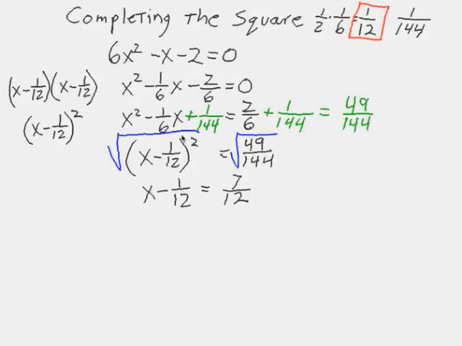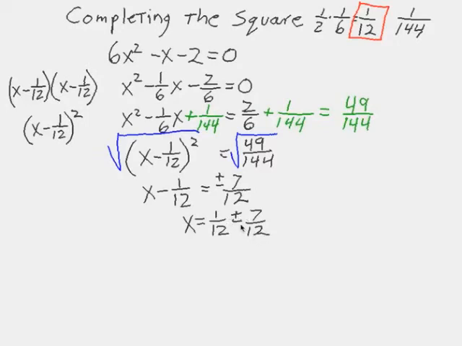Now, since I took the square root of something squared, what ends up on this side could either be positive or negative, because positive times positive is positive, positive times negative is negative, and negative times negative is positive. So we have to say plus or minus, because this could be either positive or negative. Square it, I go back to 49 over 144. So now I can shift over my 1/12 by adding 1/12 to both sides, plus or minus 7/12.